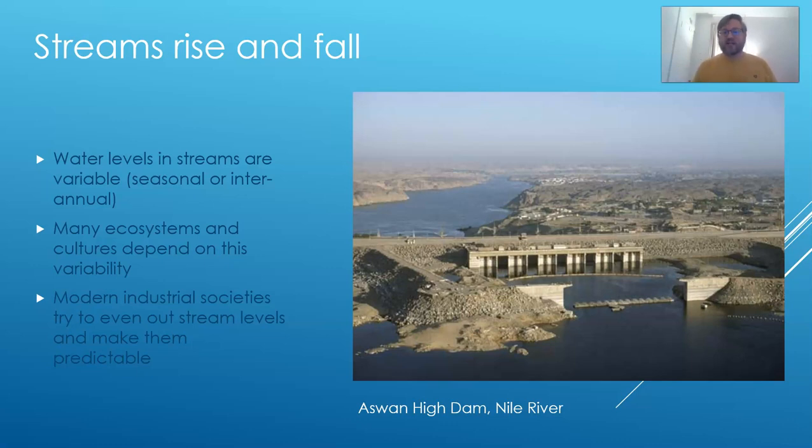A good illustration of this is the Aswan High Dam on the Nile River in southern Egypt. If you remember learning about ancient Egypt in your classes, the Nile River is very variable from year to year and over the course of the year. It has a flood season and a drought season. And that was actually essential to the way of life of people in Egypt for thousands upon thousands of years.